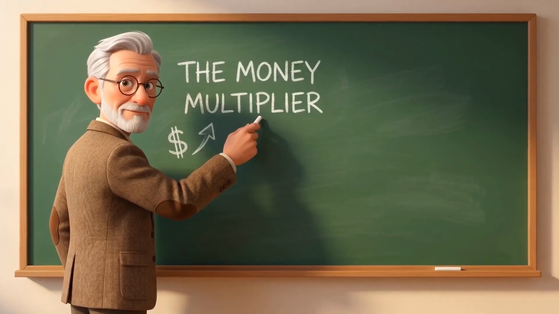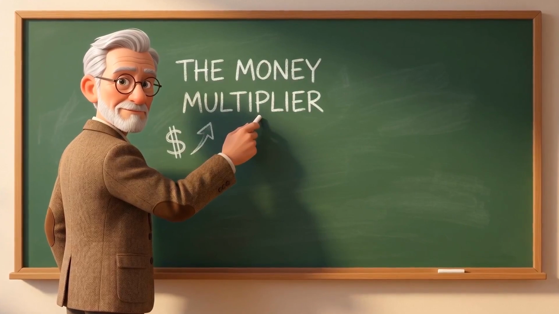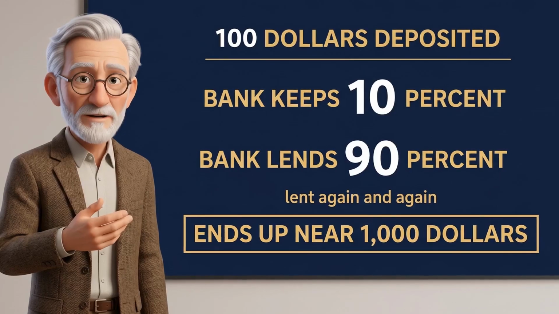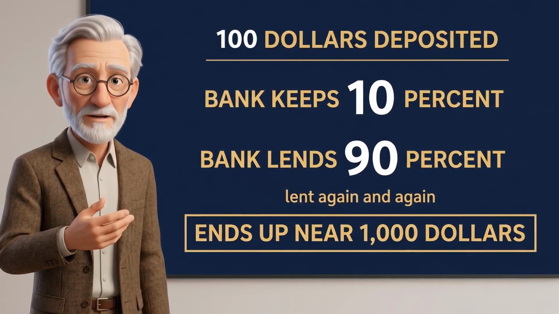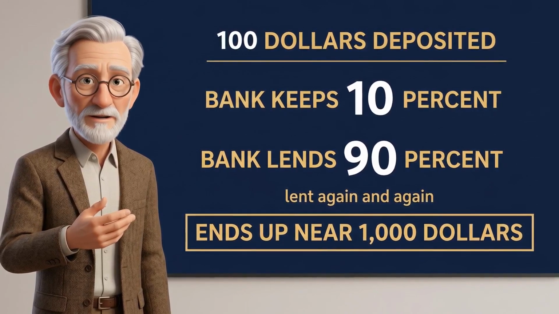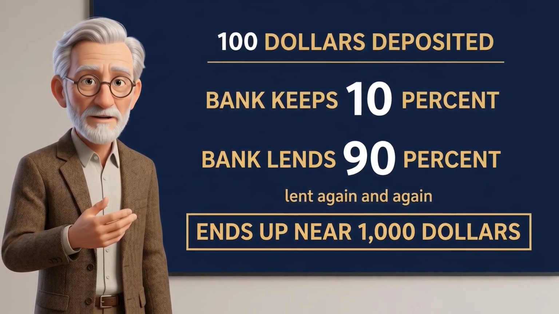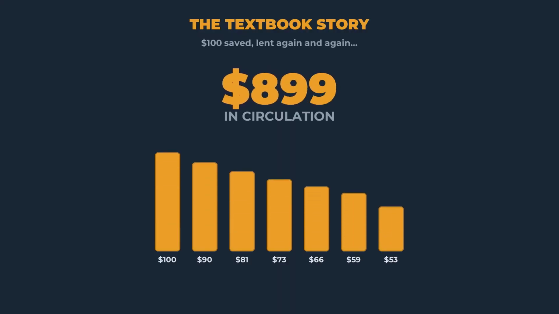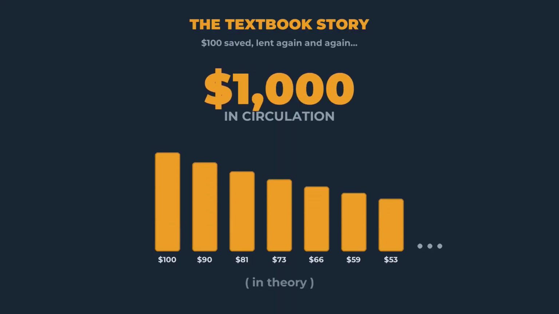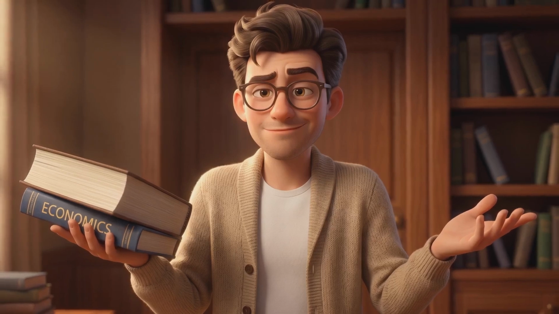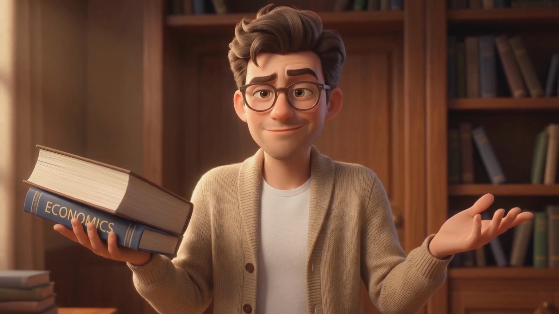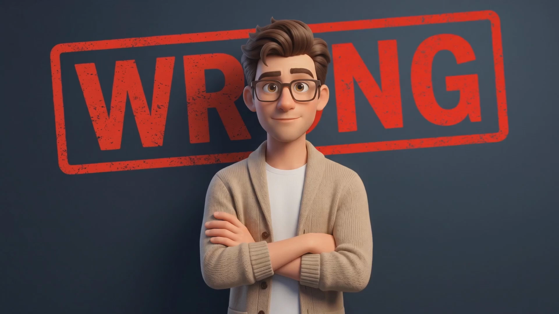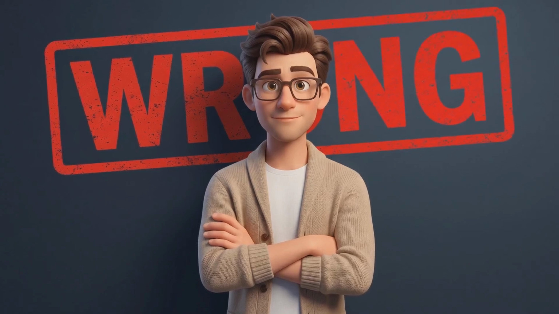In school, most of us were taught something called the money-multiplier model. Banks collect deposits, keep a small slice in reserve, and lend out the rest. That loan gets deposited somewhere else and lent out again and again, until, at least in theory, $100 of savings has become $1,000 in circulation. It's in every textbook, it's on the exams, it's elegant, it's logical, and there's just one problem. It's wrong. That is simply not how banking works, not even close.